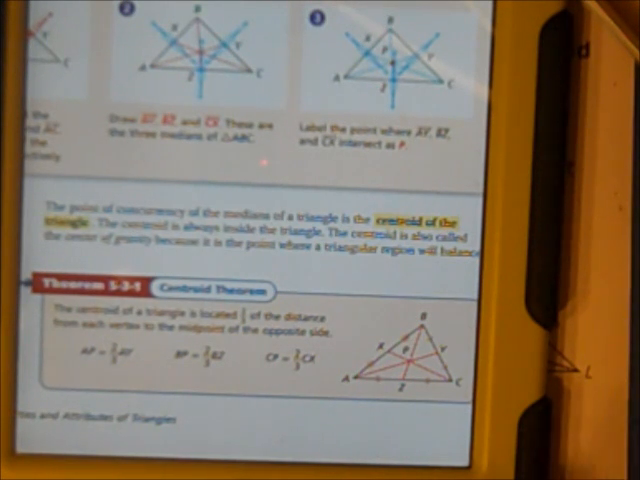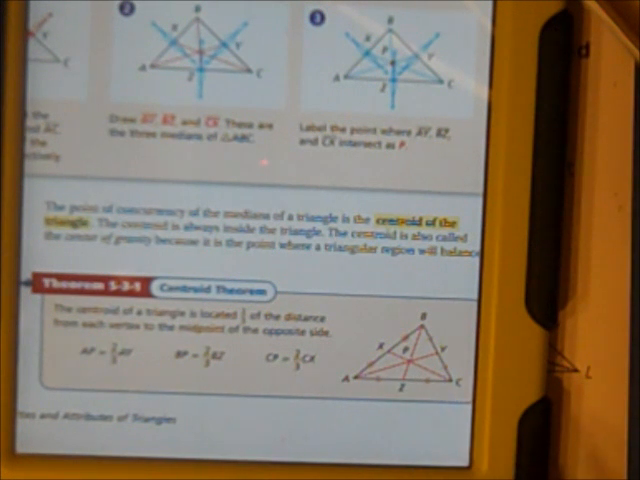Now, 2/3, 1/3 isn't like half and half. It isn't super close, so you can tell which is the bigger side and which is the smaller side. So you don't really have to memorize, but if you wanted to, the bigger side is always the side closer to the vertex. From the vertex to the centroid is 2/3. From the centroid to the midpoint is 1/3. Vertex to the centroid 2/3, 1/3.